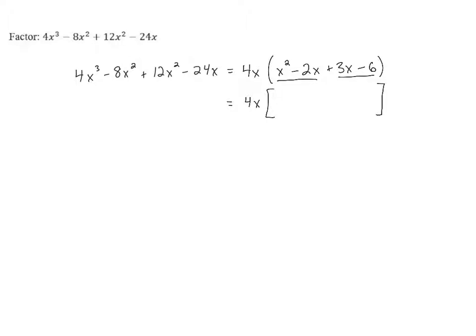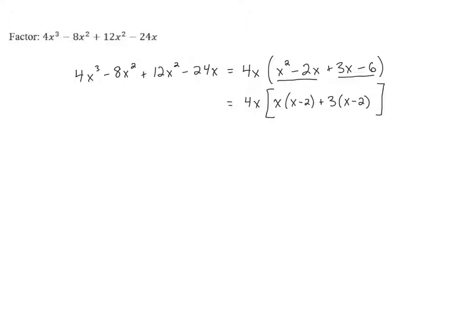The first group, x squared minus 2x, has an x in common in both terms. So we can pull out the x, and that leaves us with x minus 2 as the leftovers. Then in the second group, we can see that they have a 3 in common. So we can pull out the 3, which also leaves an x minus 2.